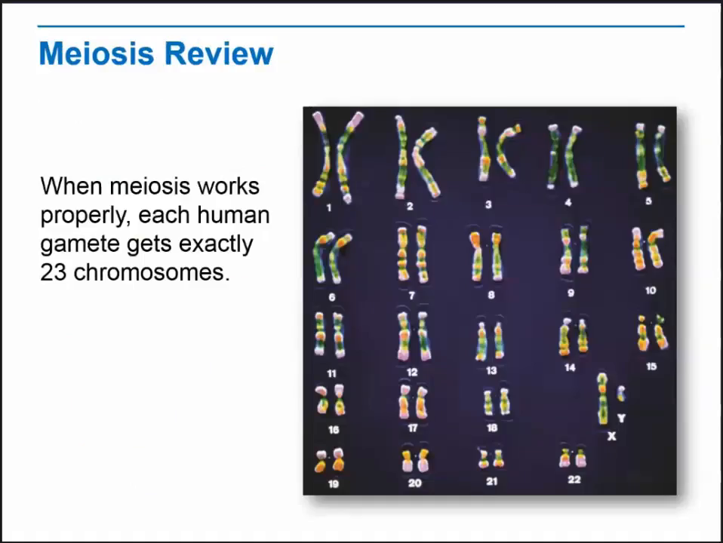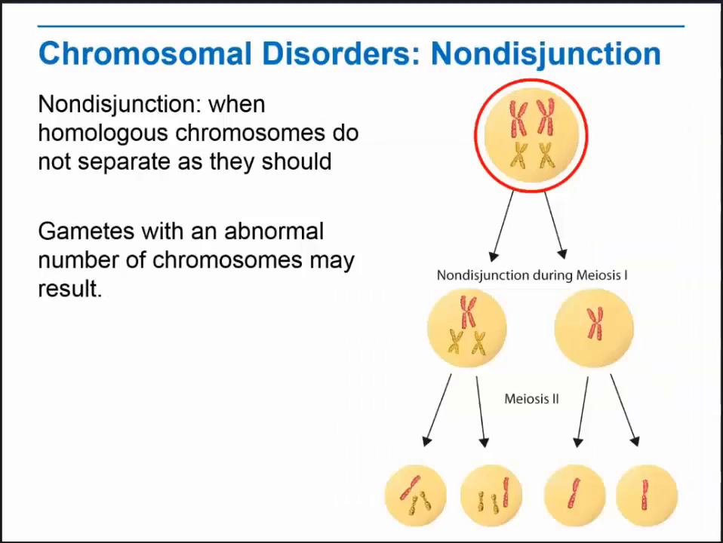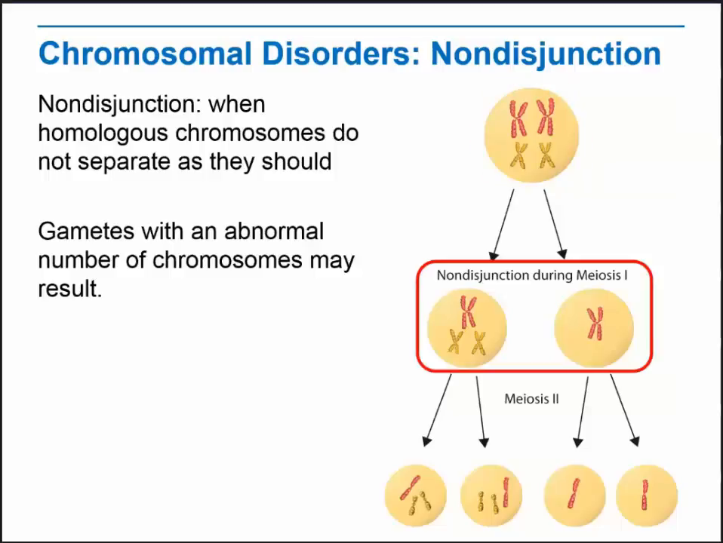Let's review meiosis. Most of the time, the process of meiosis works perfectly, and each human gamete gets exactly 23 chromosomes. On occasion, something goes wrong during meiosis. The most common error in meiosis occurs when homologous chromosomes fail to separate. This mistake is known as non-disjunction, which means not coming apart. If non-disjunction occurs during meiosis, gametes with an abnormal number of chromosomes may result, leading to a disorder of chromosome numbers.